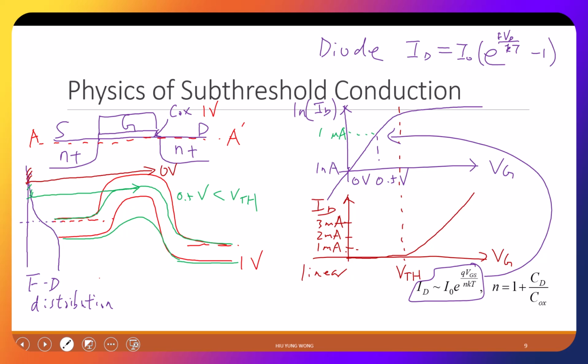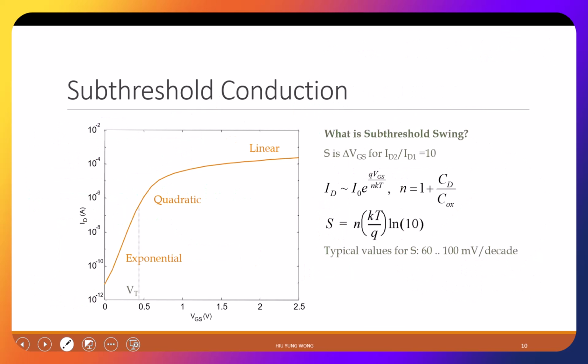I know I'm slow, but it's better to get everything clear, right? So now this is what we said here. Subthreshold conduction. Now you see very clearly. 10 to the minus 12, minus 10, minus 8, minus 6. They go up exponentially, right? Spacing is the same. That's called 2 orders of magnitude. 100 times, another 100 times, another 100 times.